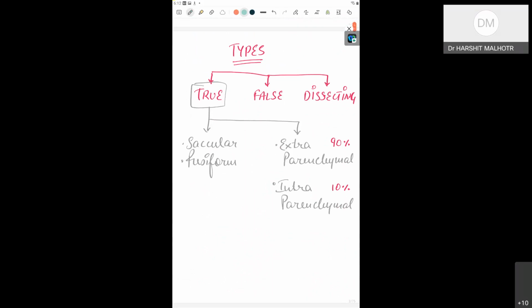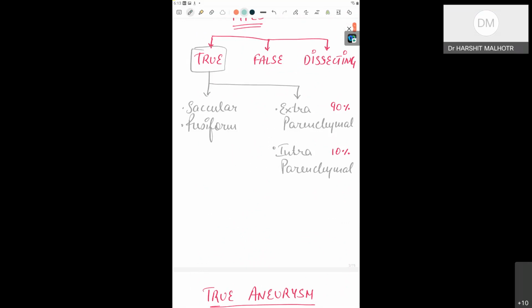Now, going into the types of renal artery aneurysms, there are true, false, and dissecting types. In true, there are saccular and fusiform. Fusiform is said when it is complete circumferential dilatation. In saccular, there is just a partial dilatation which is seen. And then they can be extraparenchymal, outside the renal parenchyma, or intraparenchymal. And as usual, the most common ones are extraparenchymal, which are 90%, and rarely less than 10% cases are intraparenchymal.